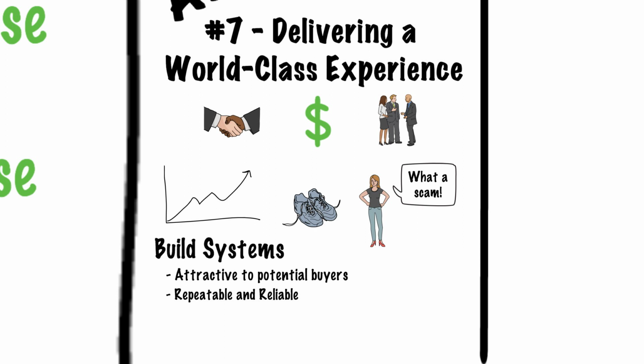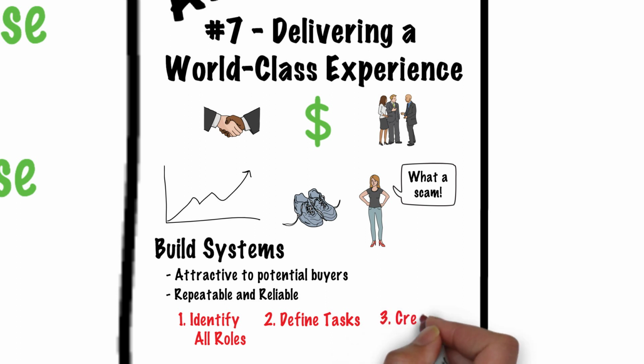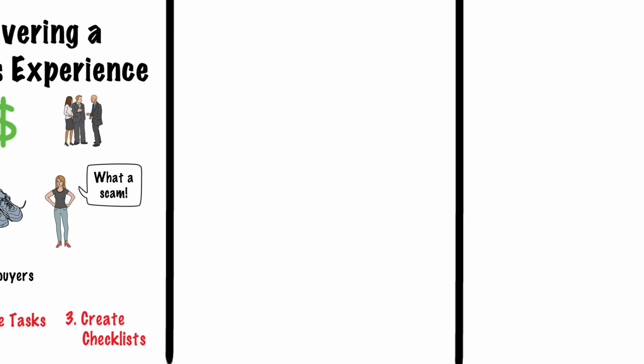Building systems is really just as simple and as arduous as identifying all the roles in your business, defining what tasks each role performs, and creating checklists for completing those tasks. It's a long, laborious process, and it's easy to put it off, but taking the time to write out these specific systems will pay off in the long run.